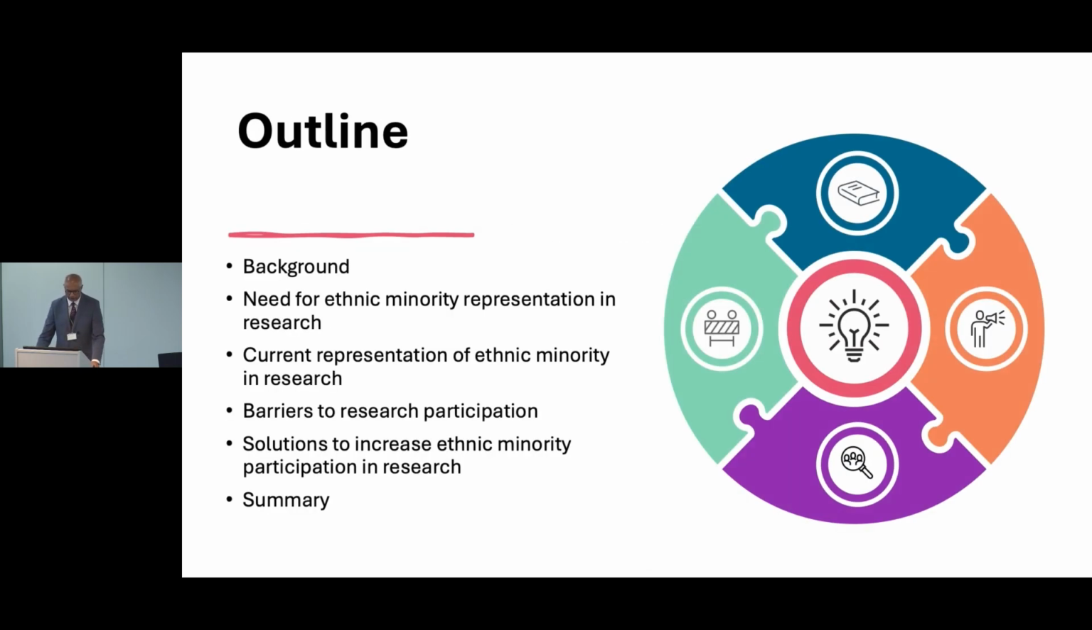So in the next few minutes I'll go through the background, the need for ethnic minority representation in research, the current representation of ethnic minority participants, barriers, and potential solutions.